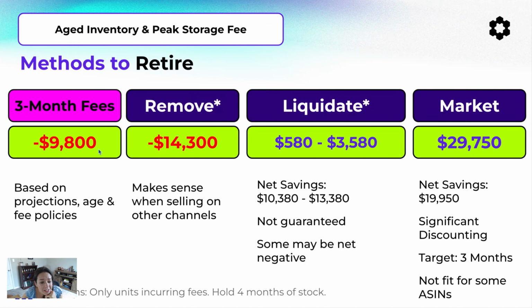So we have removals, and we see that removals are going to cost more than the fees themselves. So if I want to remove them because I know that they can be sold somewhere else, I might do that. But a lot of the time, removal isn't a good option for people.